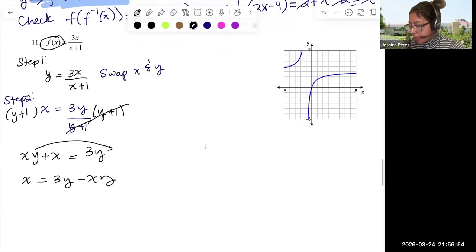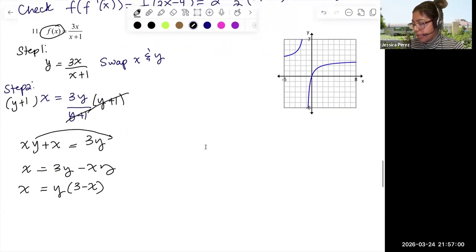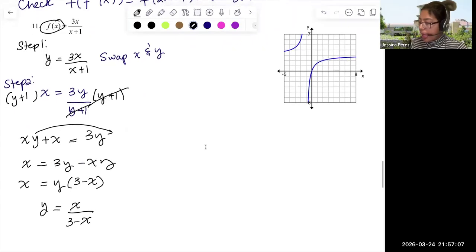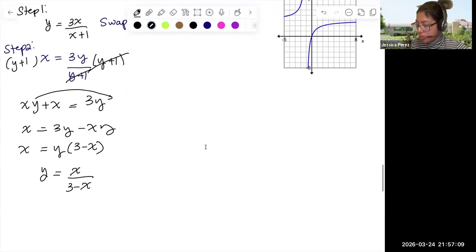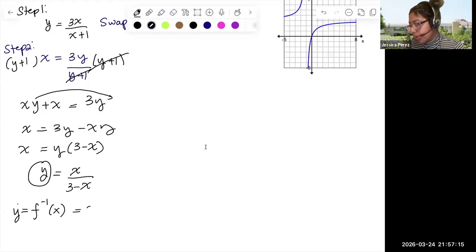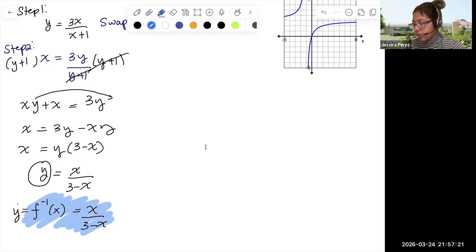And then you factor out the y. And you get 3 minus x. And then you're going to divide it out. So y is going to be x over 3 minus x. And then finally, you change y to f inverse. So f inverse of x is equal to x over 3 minus x. And this is going to be your inverse function.